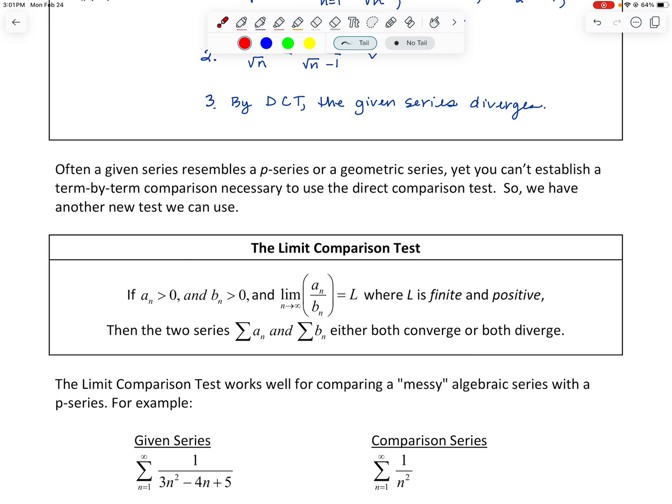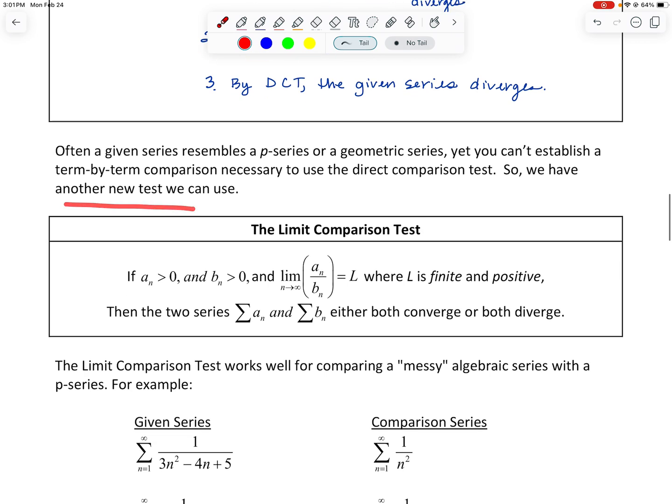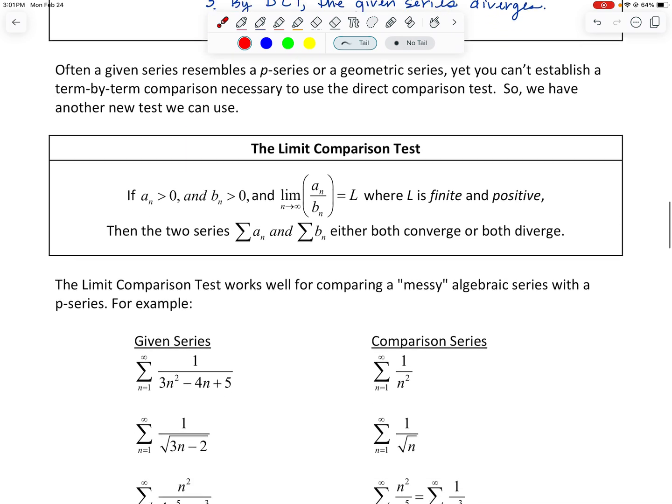So often a series will resemble a p-series or geometric, just like in my two examples, yet you can't establish a term-by-term comparison to use the direct comparison test. For some reason, it's failing. So we have another test we can use. It's called the limit comparison test.